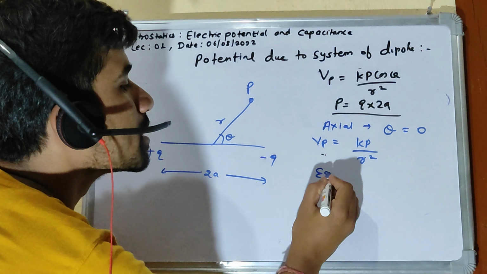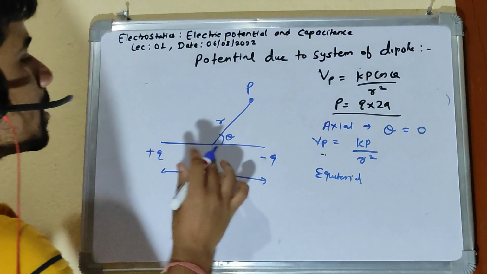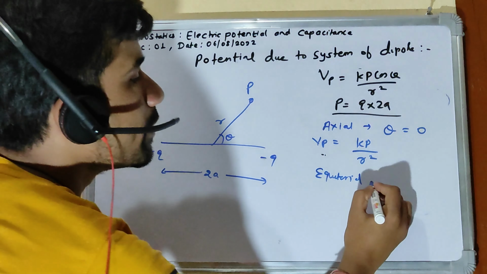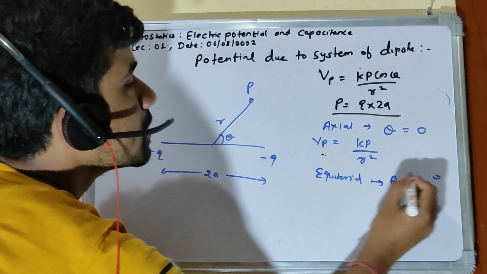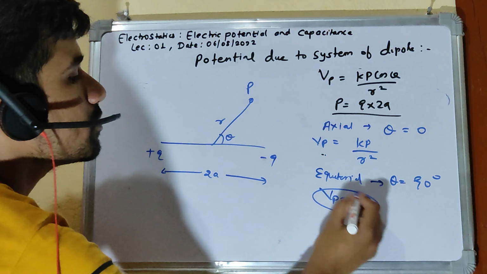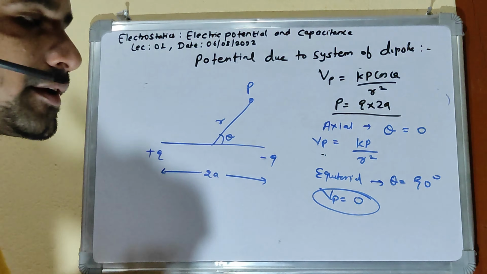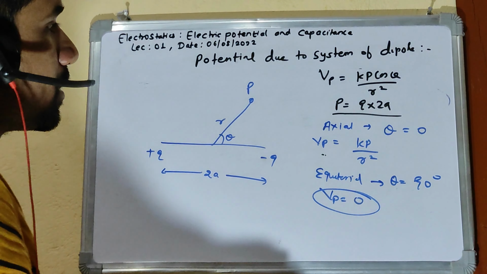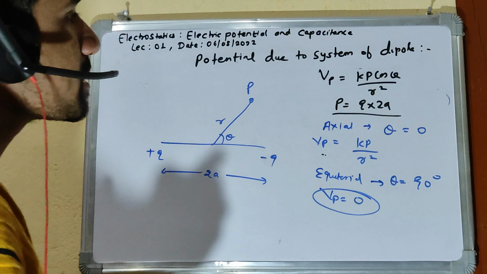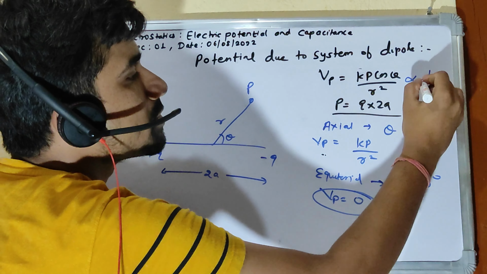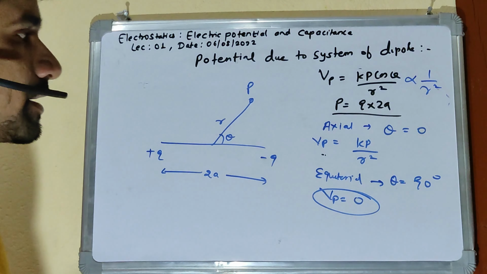For equatorial position, equatorial means perpendicular to this, orthogonal to this, where theta will become nothing but 90 degree. So my potential will be 0 because cos 90 is 0. So at equatorial position, the potential is 0, right? Clear?